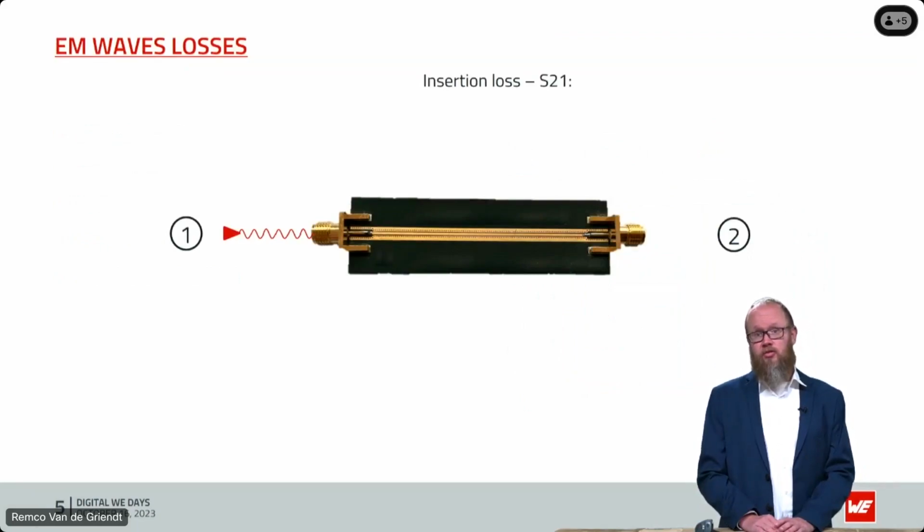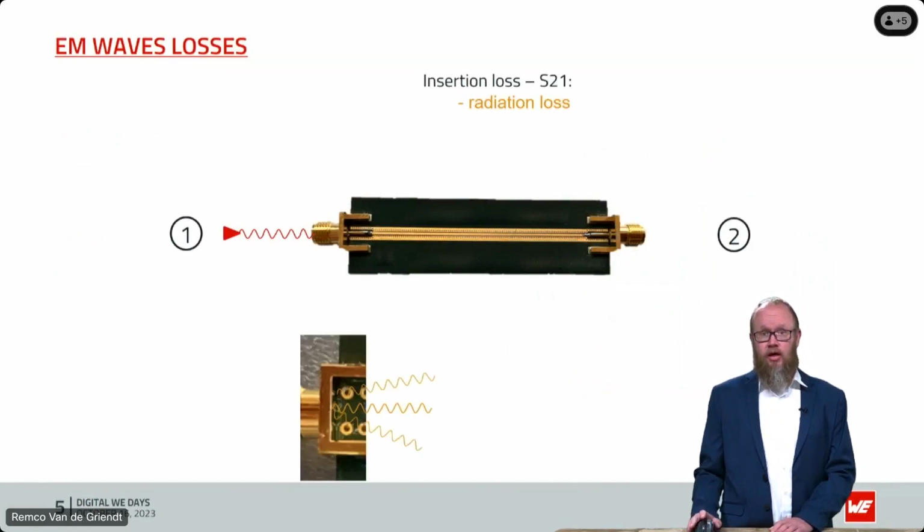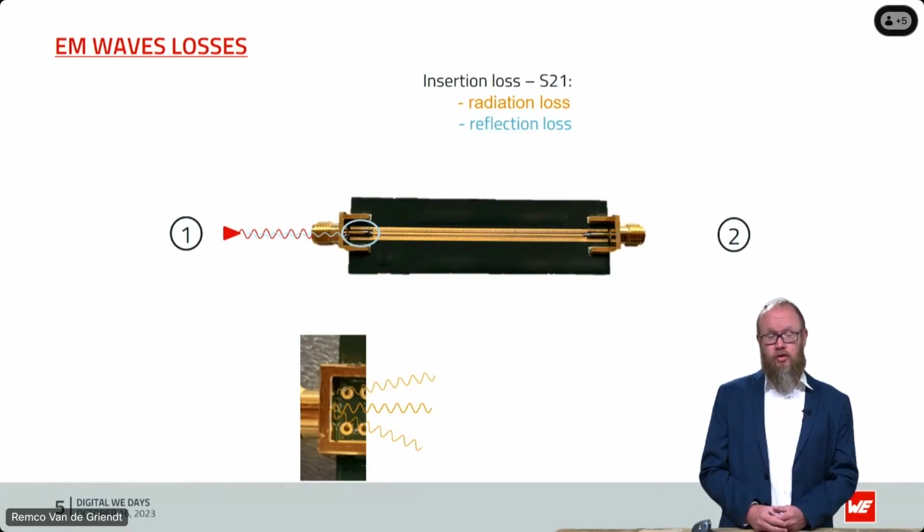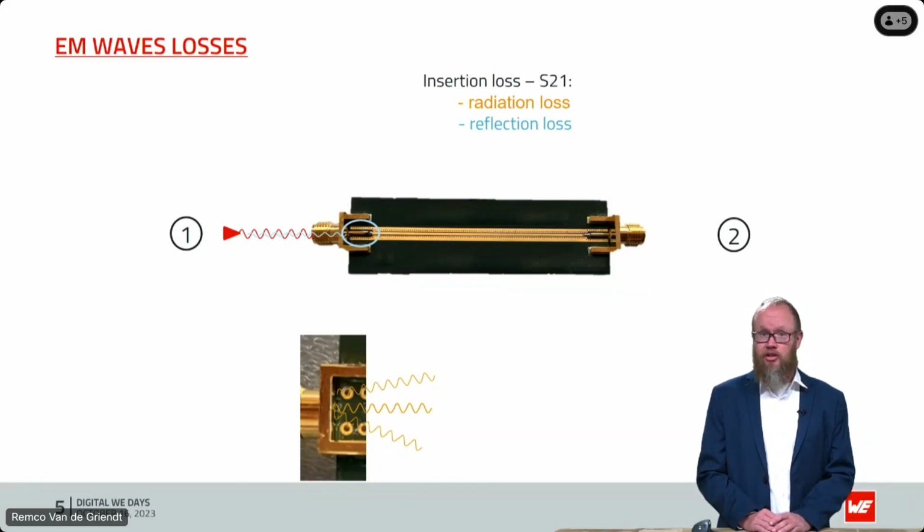First, the insertion loss. How is the S21 parameter built up? First, radiation losses. As you can see below, the radiation losses go from the connector out of it and are radiated to the environment. The reflection losses are in the area where the connector meets the signal trace. Because of your soldering, your tin and the change of the geometry, you get reflections, and that gives reflection losses.